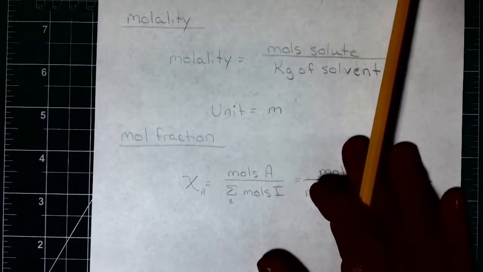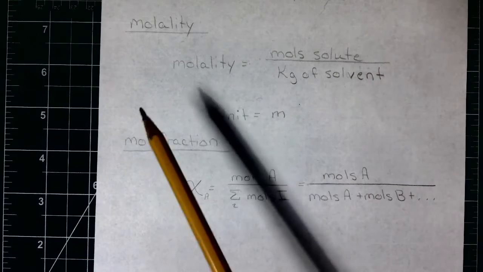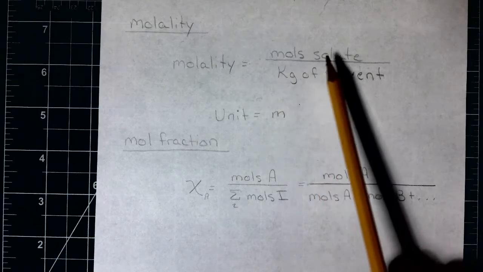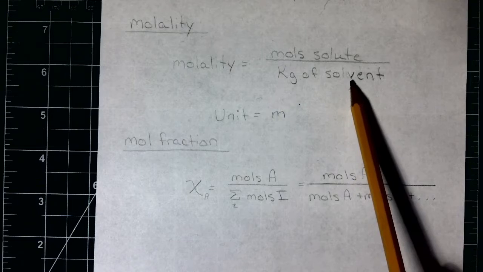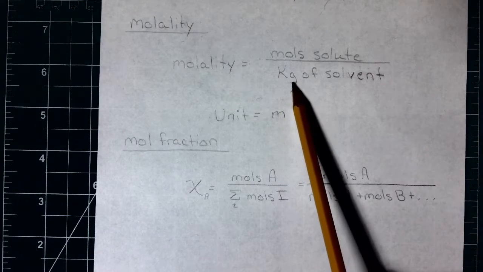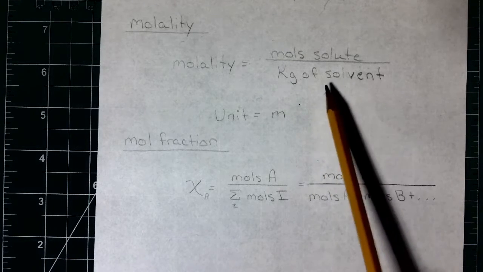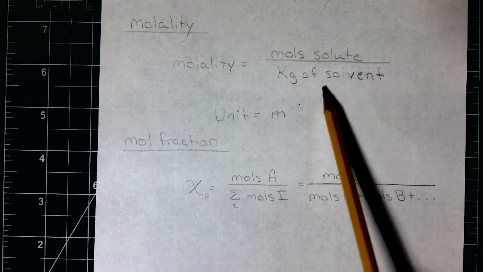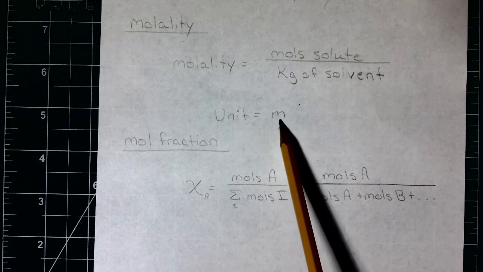A lesser known concentration unit that we might use is something called molality. And molality is the moles of solute divided by the kilograms of solvent. So we're being very specific about the unit that we're doing here. We're doing mass, and it's specifically a kilogram. And it's no longer solution. You have to make sure that you understand that. Now we're going to divide by the kilograms of just the solvent. And the unit for that is a lowercase m.